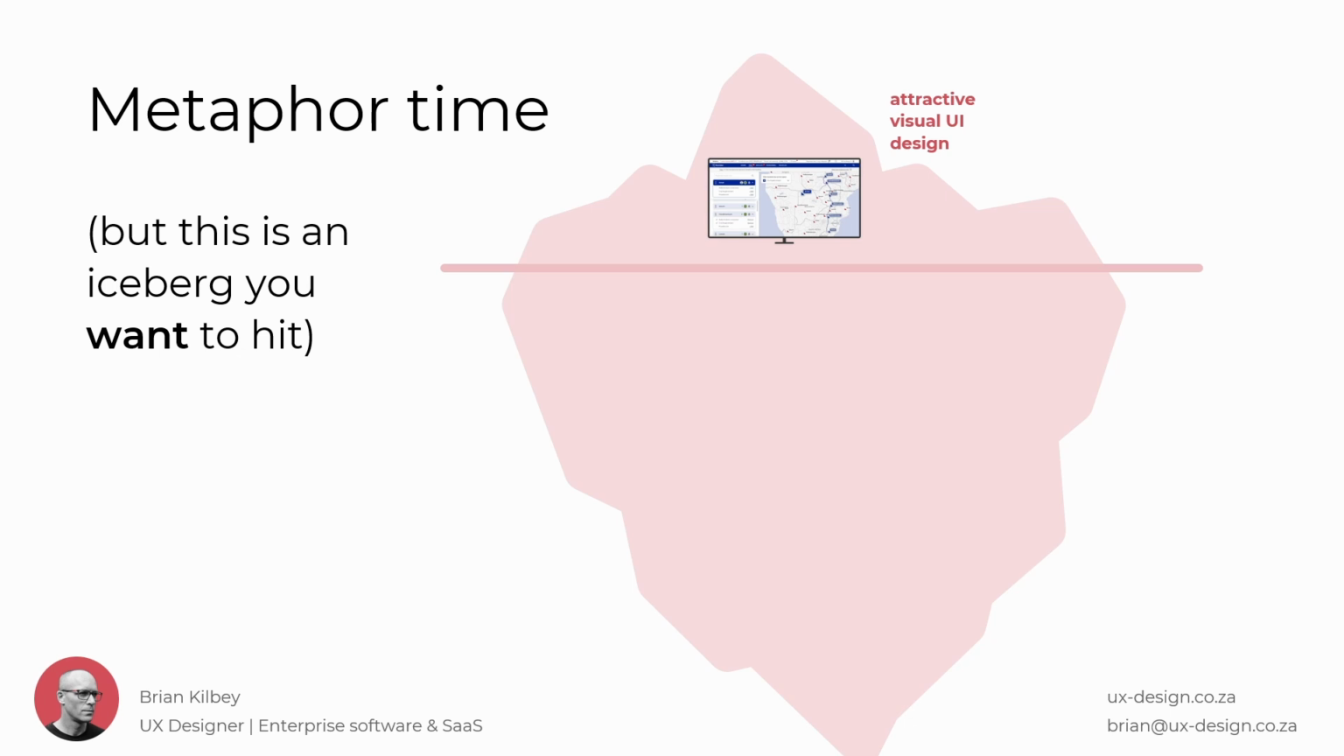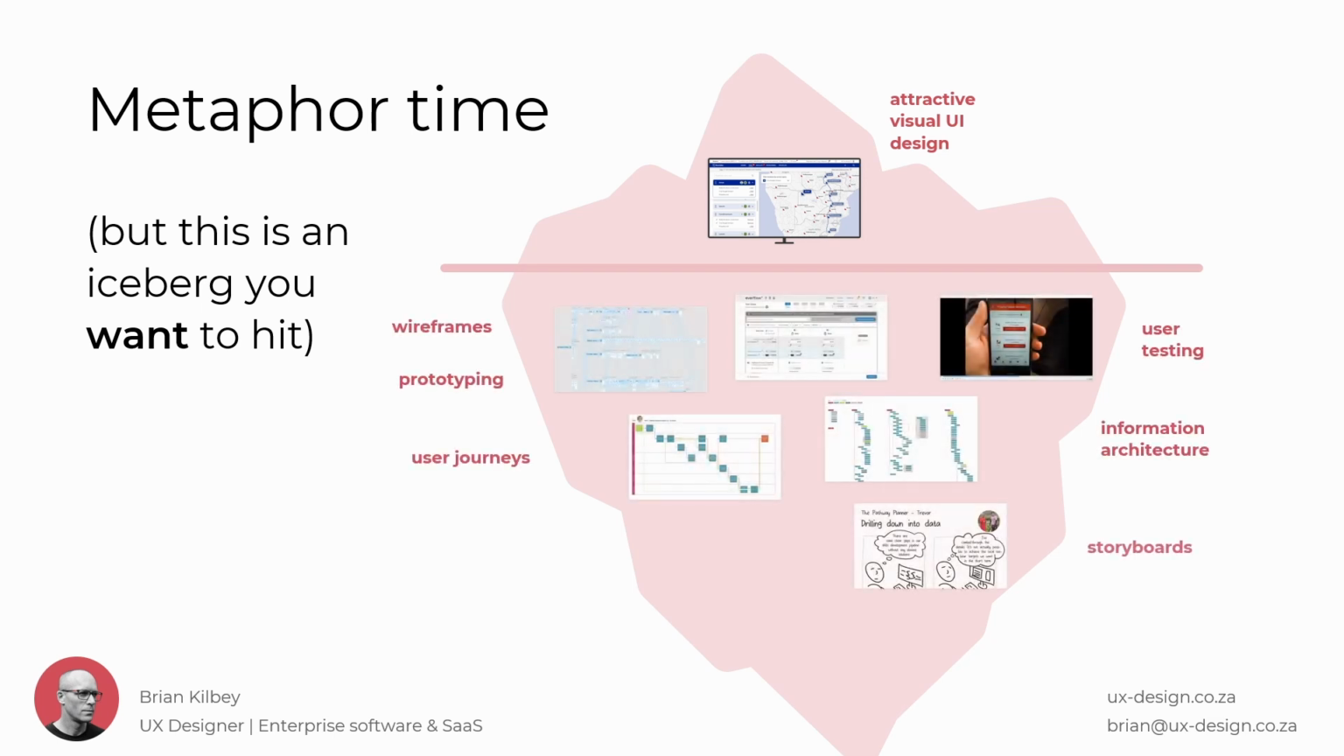So there's the attractive visual UI design. That's what the user can see. That's what we can see, actually. That's what the company owners can see. It's tangible, it's visible, and hopefully it's attractive and works really well. However, there is a lot under the surface that has gone into that final product, and we need to get all this stuff right. Otherwise, the final product and what the user sees is going to have problems.